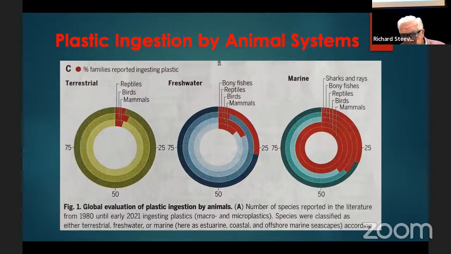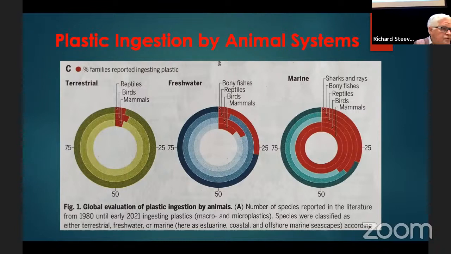The sharks and rays pick it up. Mammals also are a very high percentage, I think 100% there. And the birds, about 100% have some plastic in them. Reptiles, not quite so many. And bony fishes, sharks and rays, a little bit less, but they're all over 25%. So it's pretty shocking. And these are the number of species reported in the literature in the past 40 years, from 1980 until last year. And these are both macro and microplastics.